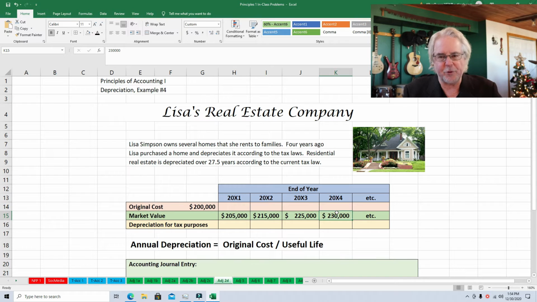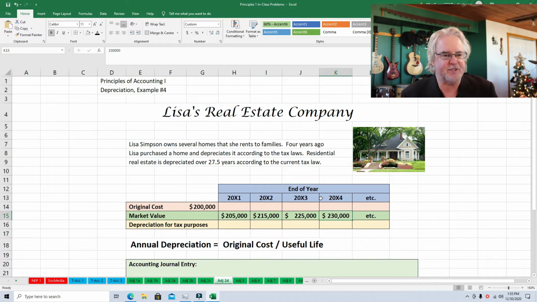So now what we're going to do is we're going to learn a little bit about tax law. And with tax law, it's different than accounting rules. And according to the tax laws, and you can blame Congress on this, they decided to depreciate rental real estate over 27 and a half years. Now, why 27 and a half years? I don't really know. It has stayed at 27 and a half years for ages now.